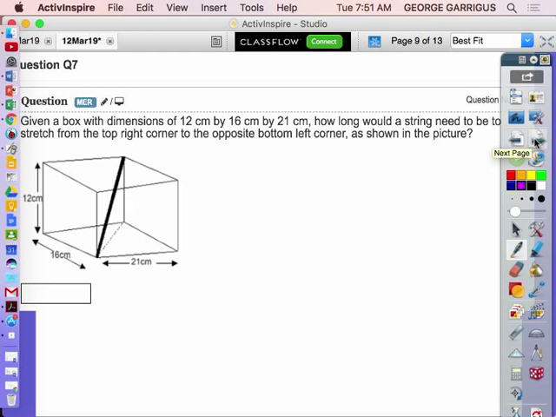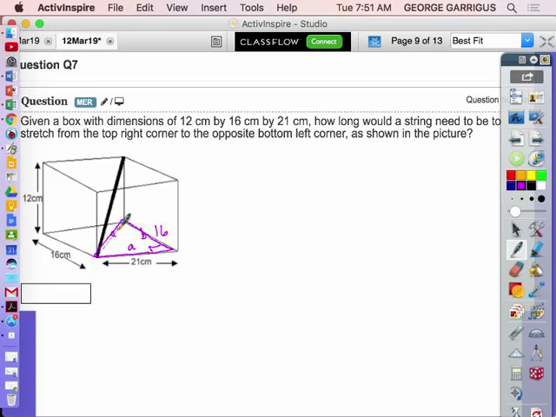Given a box with dimensions of 12 centimeters by 16 centimeters by 21 centimeters, how long would a string need to be to stretch from the top right corner opposite the bottom left corner, as shown in the picture? Okay, well now, look at what we have here. We have a triangle here, and that's the right angle in the box. 21, and the back is 16. We're going to call this A and B and C.